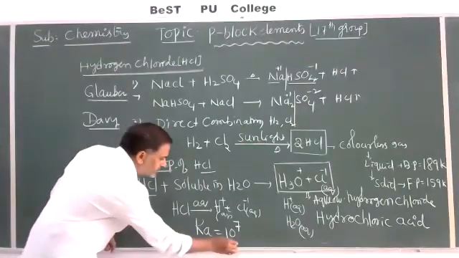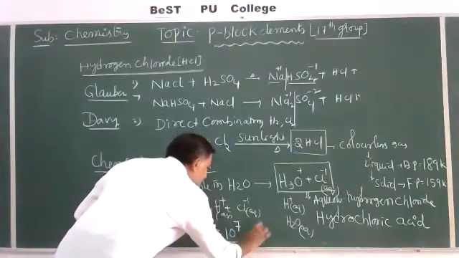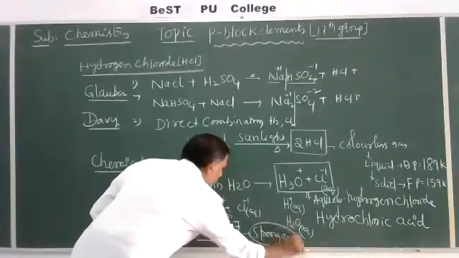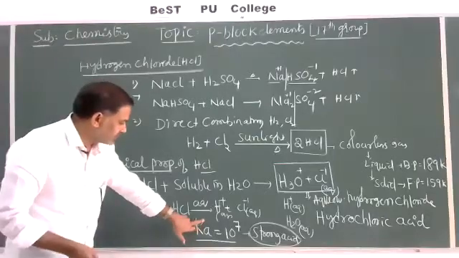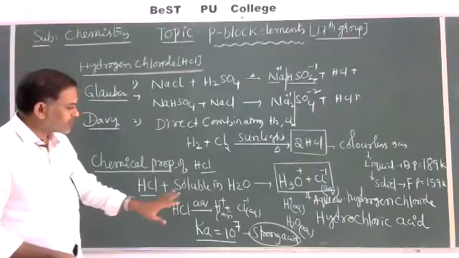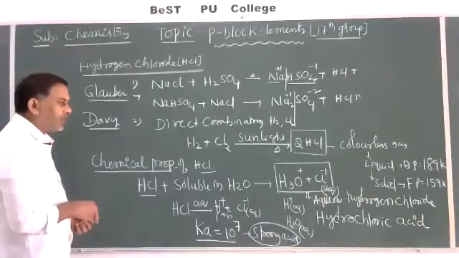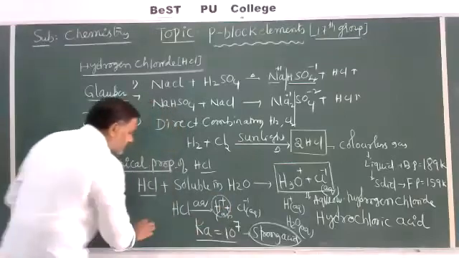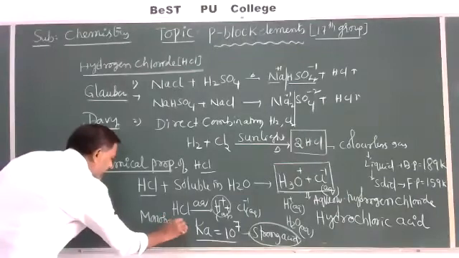Due to the high dissociation constant, it acts as a strong acid, because hydrochloric acid has a high Ka, the dissociation constant of the acid. Its value is large, that's why it is a strong acid. It is a monobasic acid because it produces only one H plus.